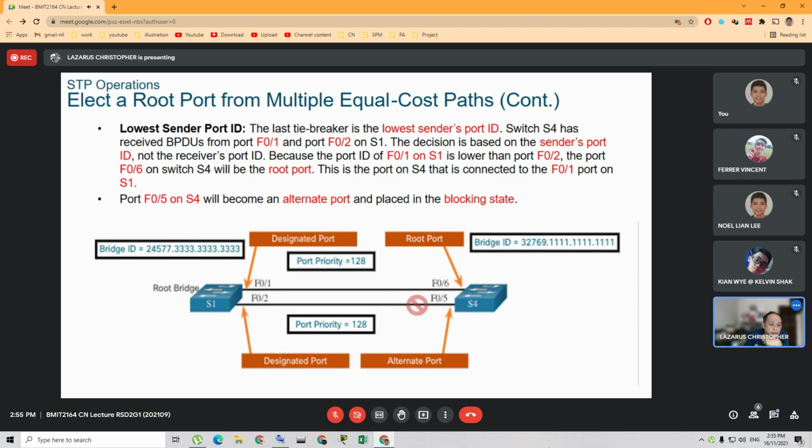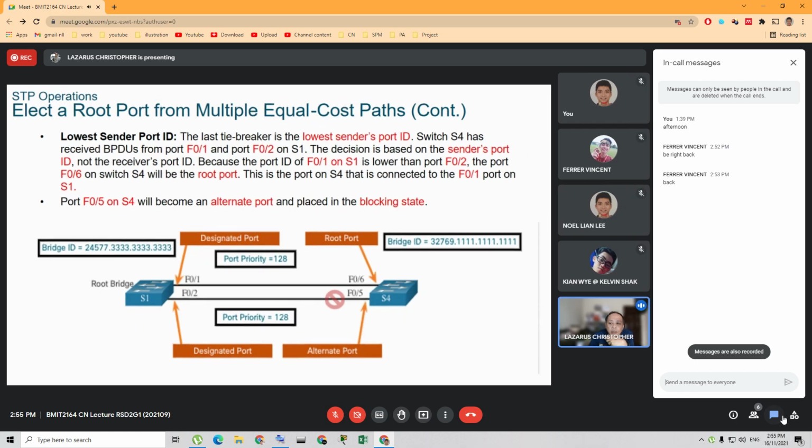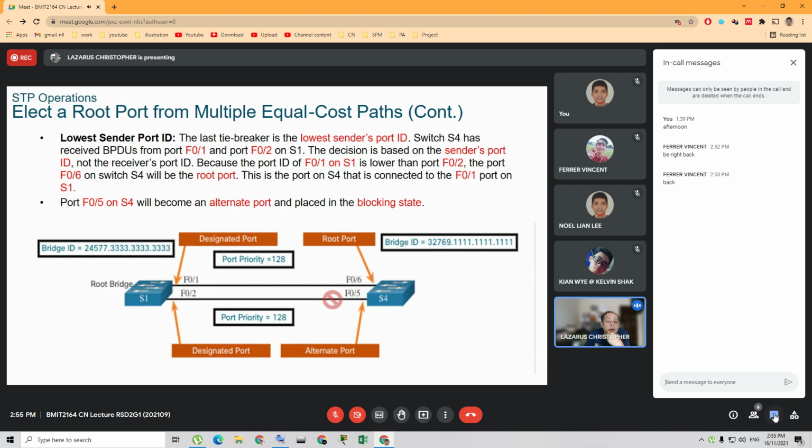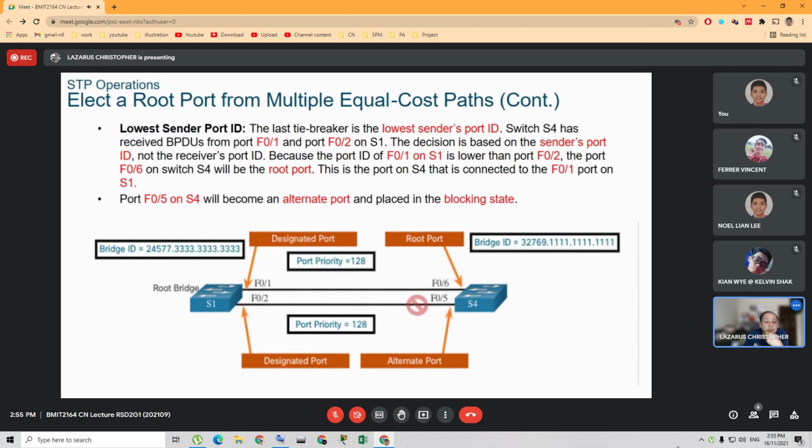But how do I know the port ID? Again, it's not given. I was trying to look for the port ID. It says it's lower. Maybe it's just given as lower. They don't give the information in this diagram, right? So maybe it's just in the statement itself. It basically tells us that F1 on S1 has a lower port ID. So definitely this one wins, because it's the lower port ID.